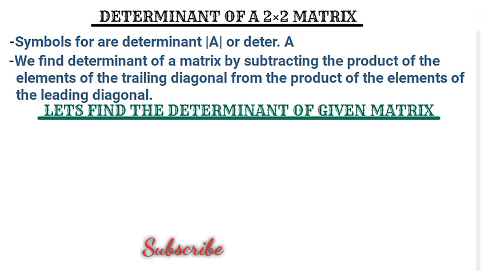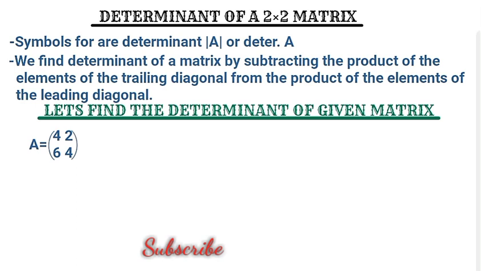The first one is this matrix A, which has elements 4, 2, 6, 4. We want to find the determinant of this matrix. So what we're going to do is first identify the leading diagonal, the elements that form the leading diagonal, as well as the elements that form the trailing diagonal.